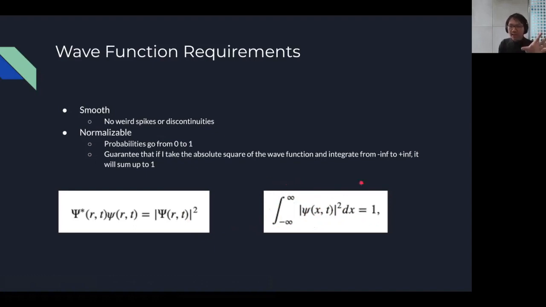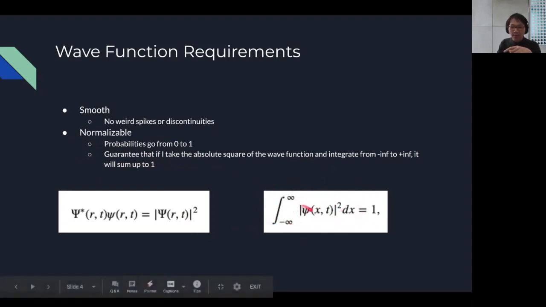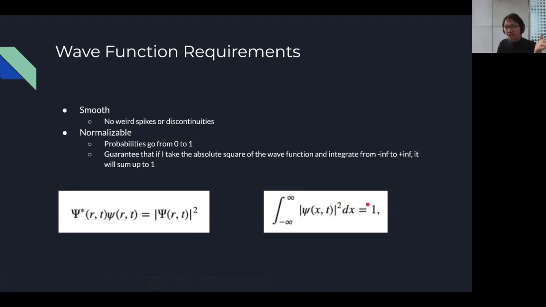Probabilities usually go from 0 to 1. So when we say normalizable, that means that if I add up all the probabilities of this particle, performing this operation here, it should all equal 1. Regardless of whatever wave function I choose, it will definitely all add up to 1. This is a constraint that we put on the wave function.